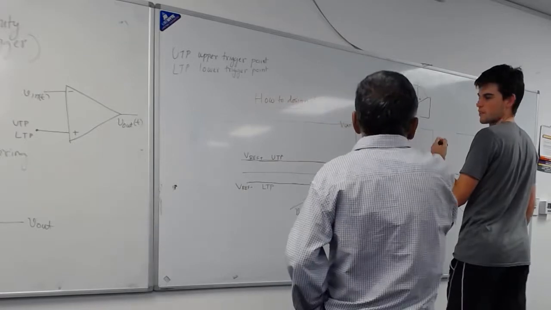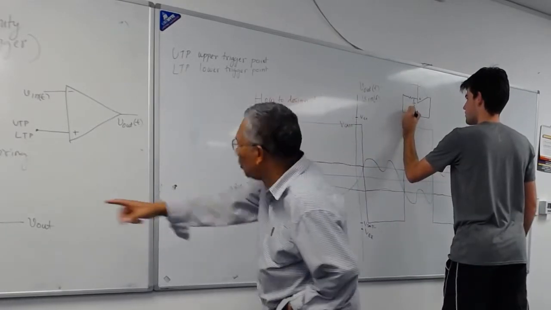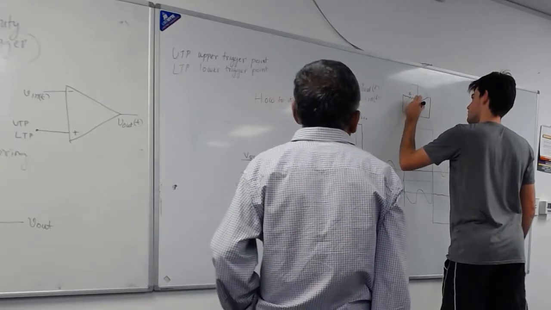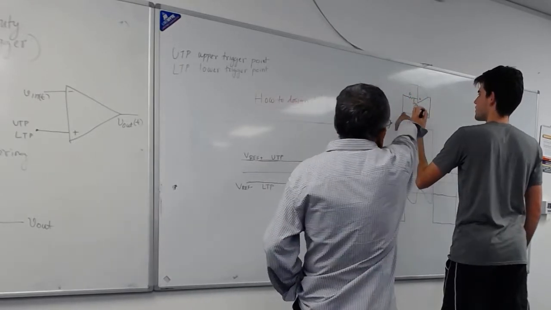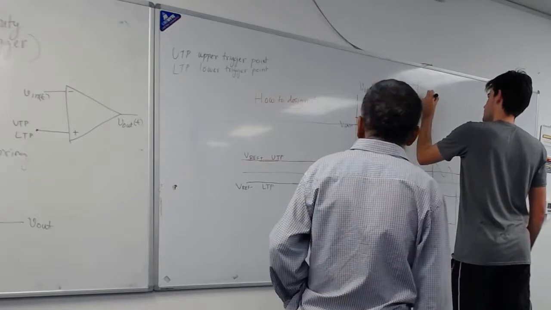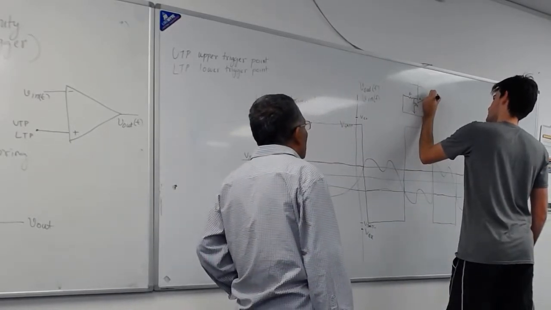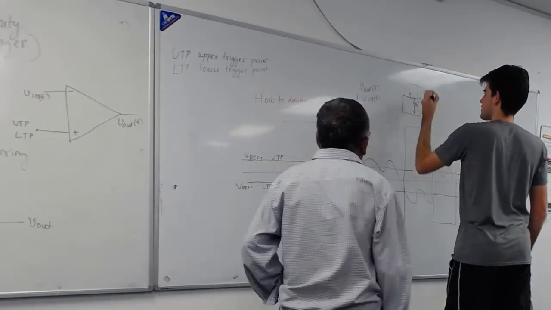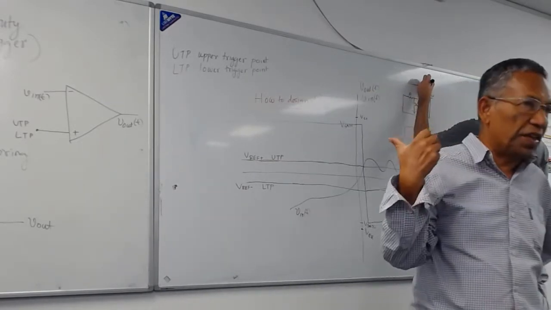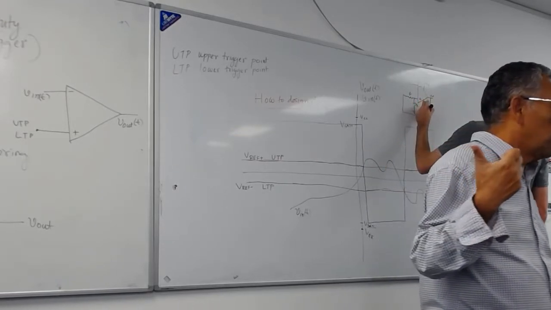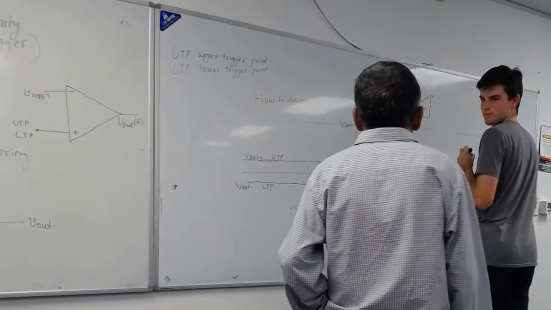Yeah, give a ground. Give a ground and give R1 and R2. Call it V out, and call it VCC and VEE. VCC is, in this example, plus 15 volts. VEE is minus 15 volts, isn't it? Okay. So, yeah. Okay, done.